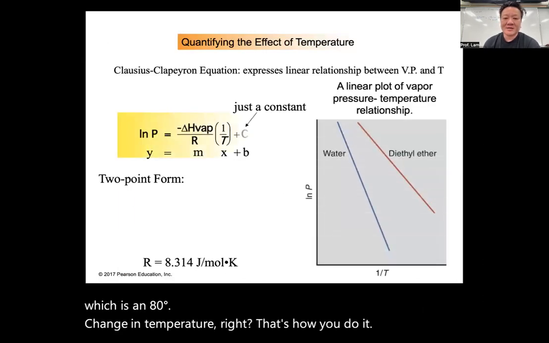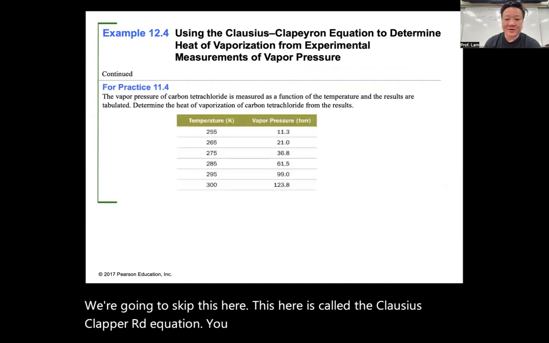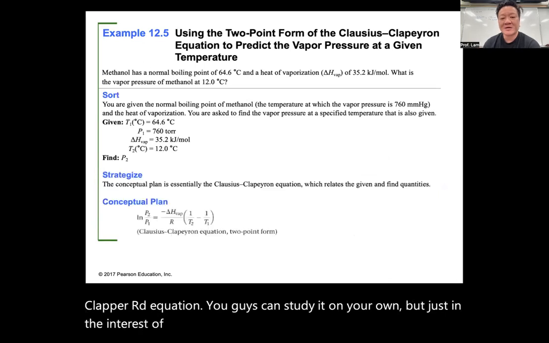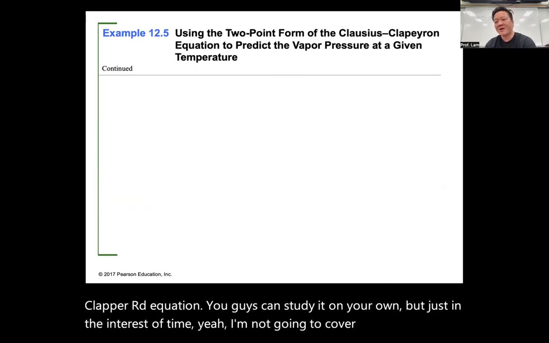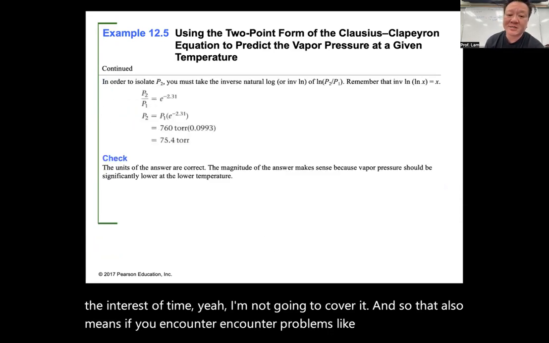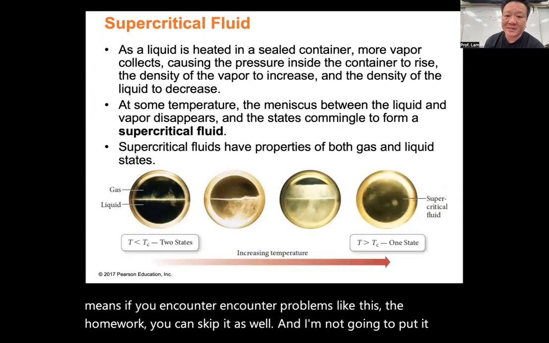We're gonna skip this here. This here is called the Clausius-Clapeyron equation. You guys can study it on your own, but just in the interest of time, I'm not gonna cover it. And so that also means if you encounter problems like this in the homework, you can skip them as well. And I'm not gonna put any of it on the exam. Okay.